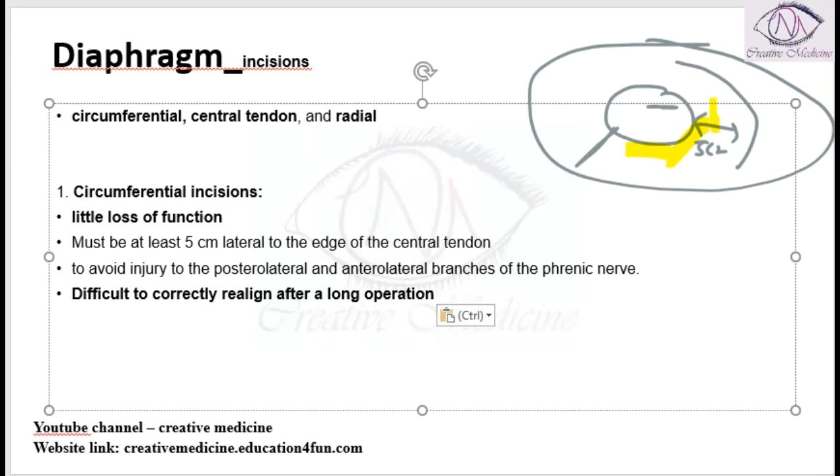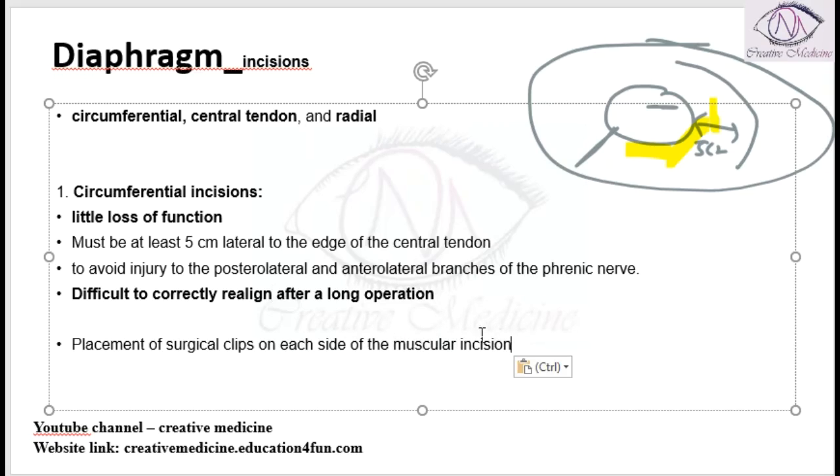So while doing the operation or before the operation, we can put surgical clips on the side of the muscular incision, for better alignment of the incision after surgery. So this is the circumferential incision.